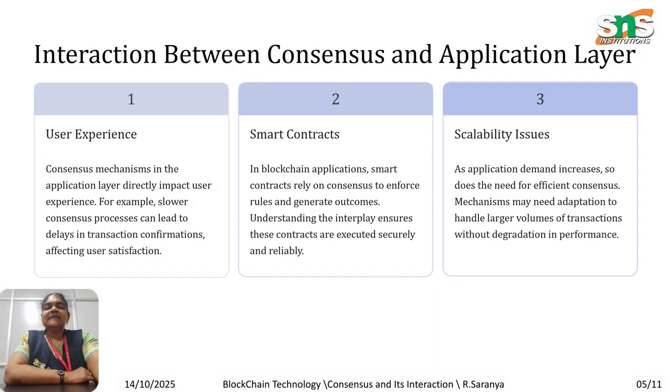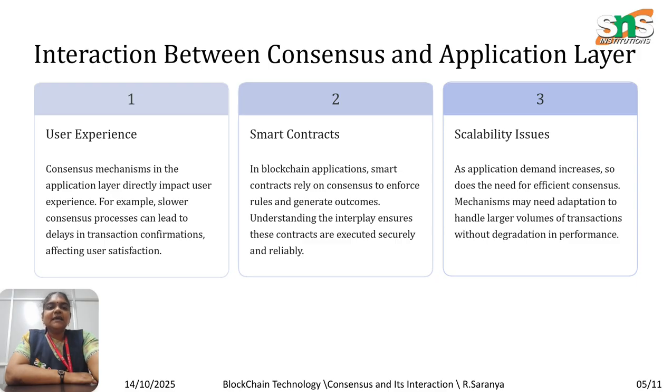Okay, we have seen various types of layers. Now we will see how our particular algorithm interacts with each layer separately. In the application layer, the consensus algorithm directly impacts the user experience. In the application layer it transfers the transaction confirmations and related details. If it is very slow, then the transaction confirmation will also be very slow, which will affect user satisfaction.